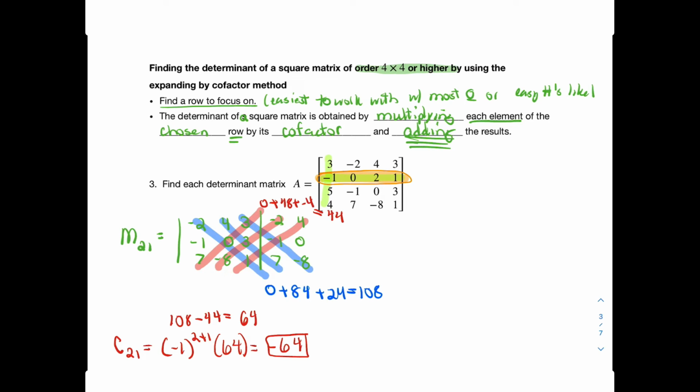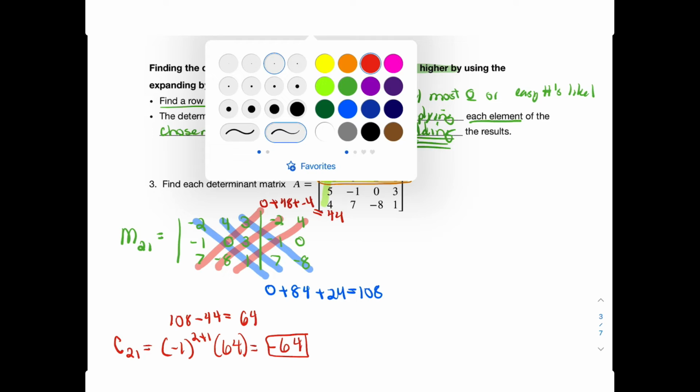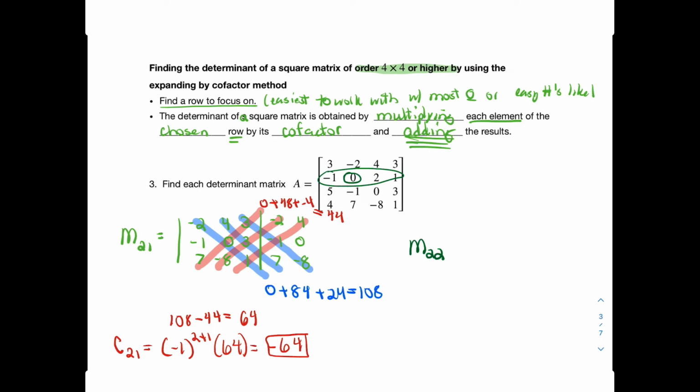Okay, now I'm going to repeat this for our next entry. So I'm going to find the minor for row 2, column 2. Our determinant of a square matrix is found by multiplying each element of our chosen row by our cofactor. So if our element is 0, multiplying 0 by whatever our cofactor is gives us 0. So we can skip this one and move straight on to our minor for our second row, third column. And that's going to be another 3 by 3 matrix.